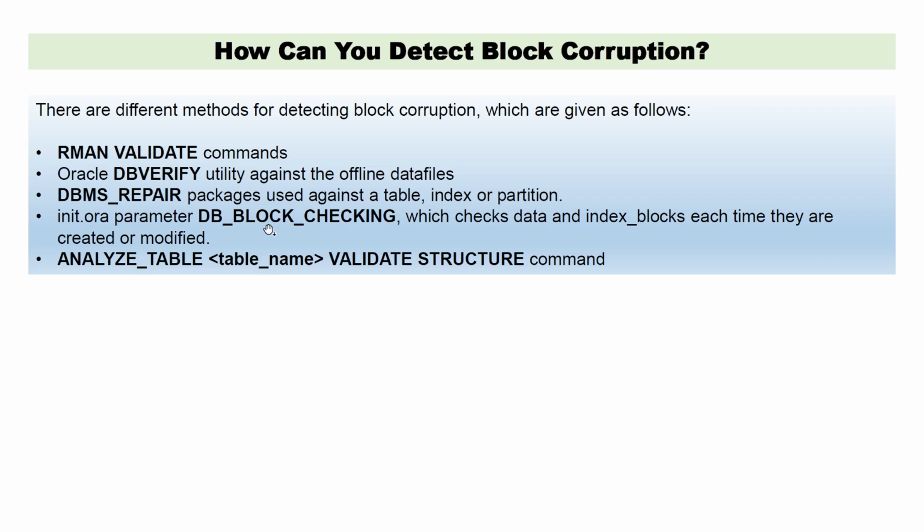Init or parameter DB block checking, which checks data and index blocks each time they are created or modified. Analyze table validate structure. So these are the multiple options for detecting block corruption. Let's see all of these in detail.